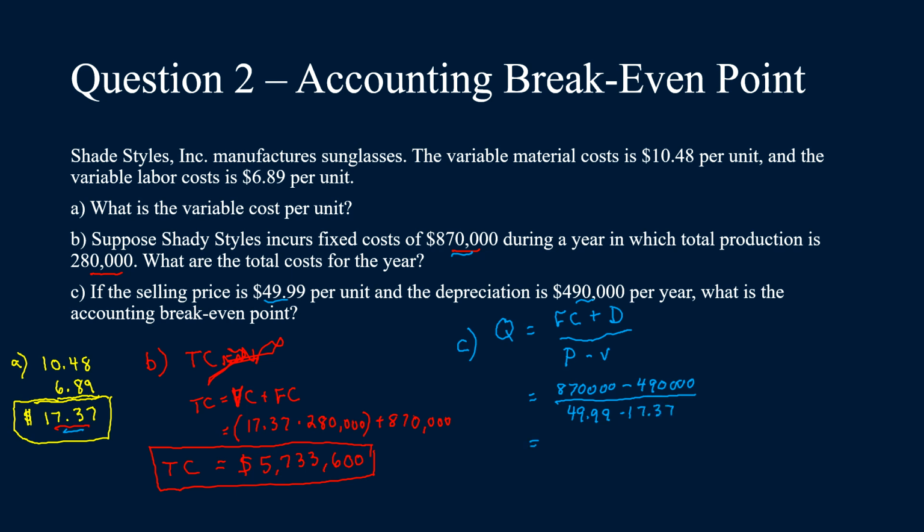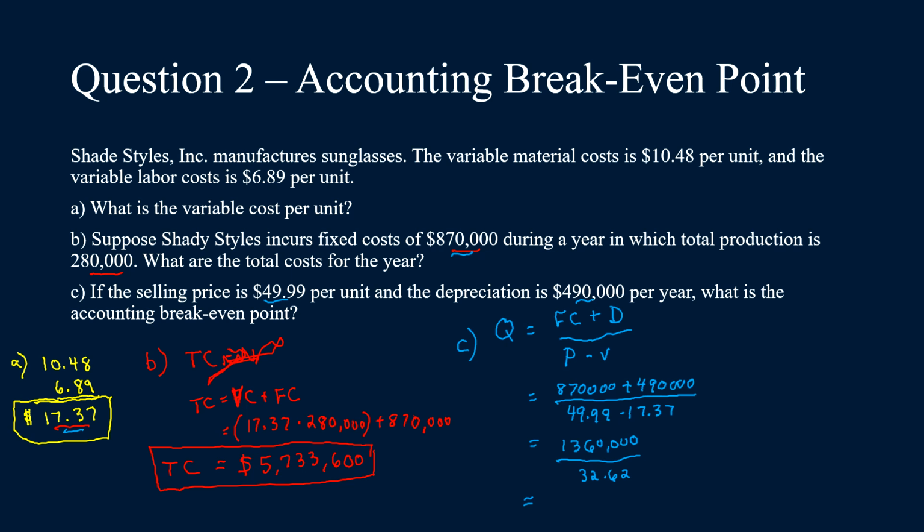So let's go ahead and put those numbers into the calculator. 870,000. Oh, that's supposed to be a plus there. Plus 490,000. All right, so that's going to be 1,360,000. And then we figure out 49.99 minus 17.37. That gives us 32.62. So we just divide those.